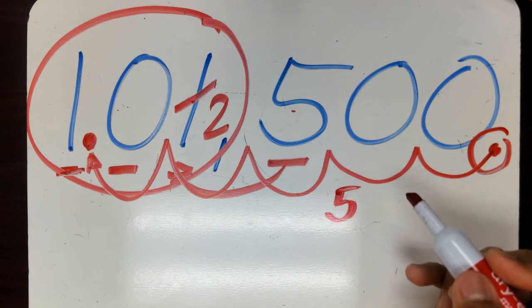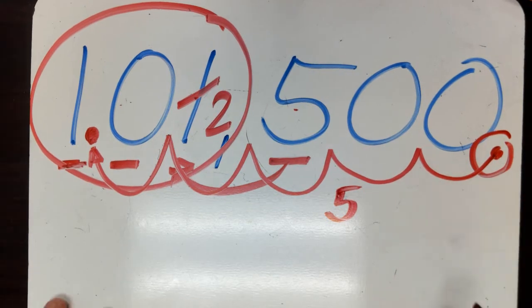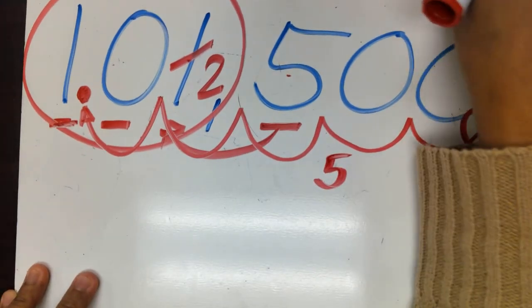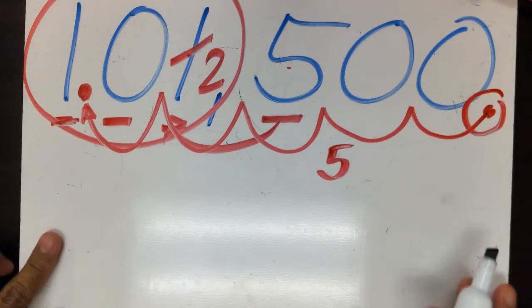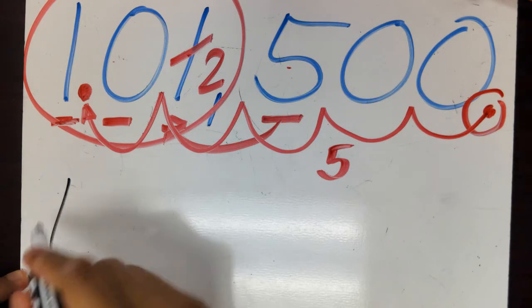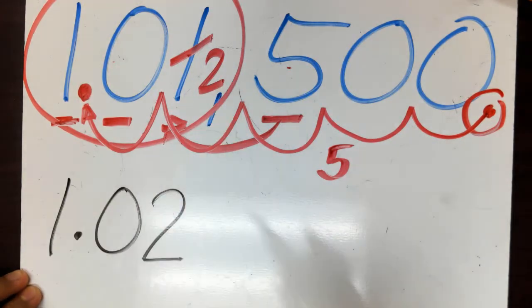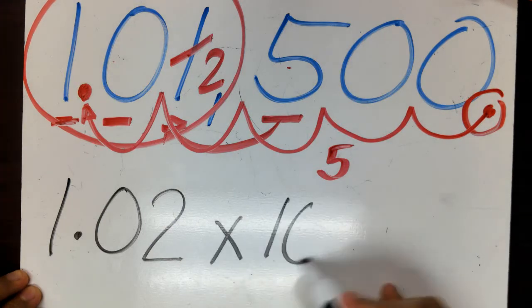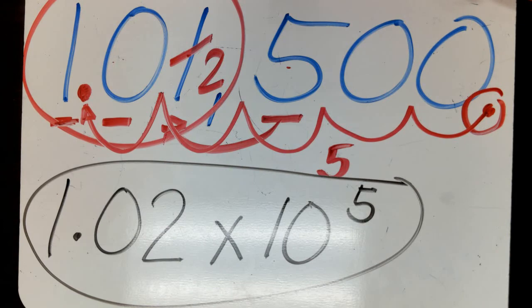What should be the sign of the 5, positive or negative? Positive, because the value is greater than 1. Now we're ready to write our scientific notation. It's going to be written as 1.02, because we rounded up, times 10 to the power of positive 5. And that's the answer to number 3. Question?